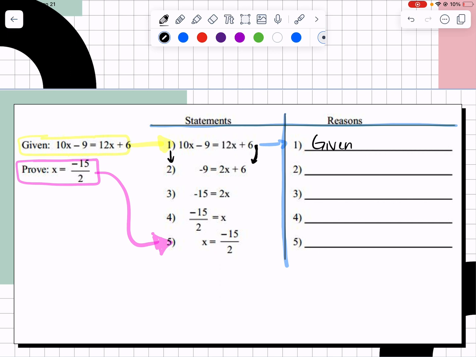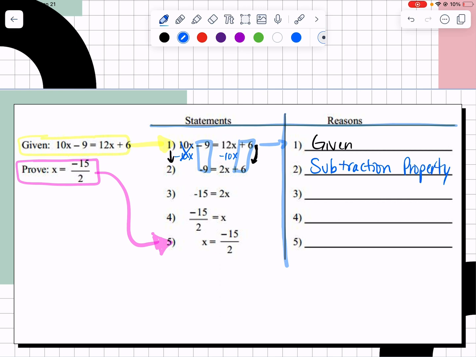In algebra, it's what step happened. If I look at the connection between the two, I can see that the -9s are both still present and the +6s are both still present. So it means something happened with the x's. In this case, we could argue that the 10x was subtracted because the x ended up on the right side of the equal sign. So I'm able to say the second line because of the subtraction property.